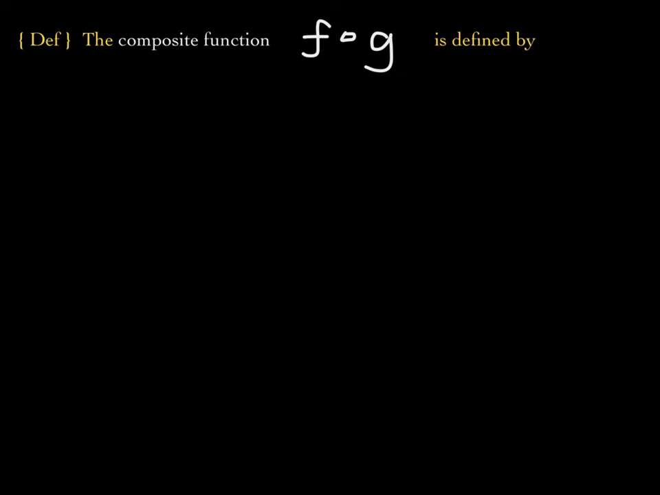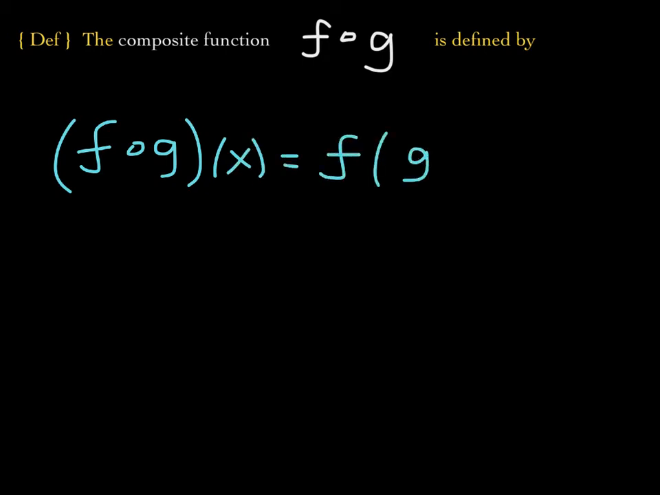Here is a definition. The composite function f composed with g is defined to be f composed with g of x is equal to f of g of x. Okay? Now, a few things about this.